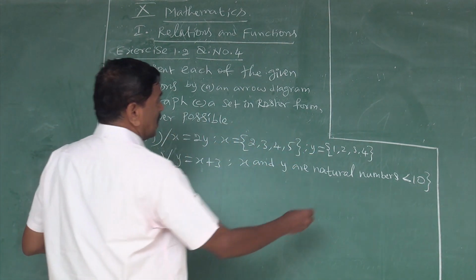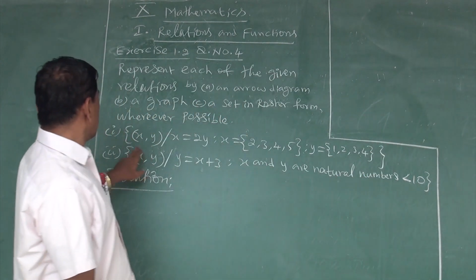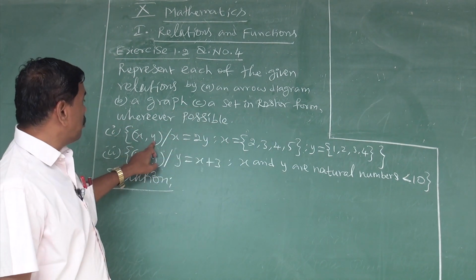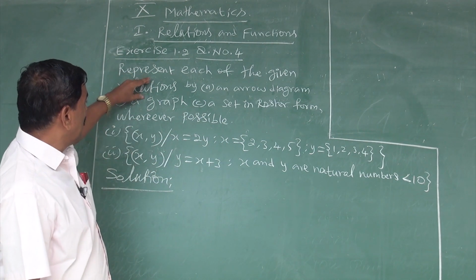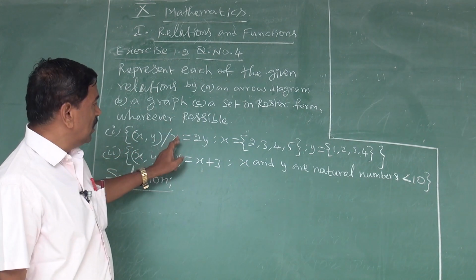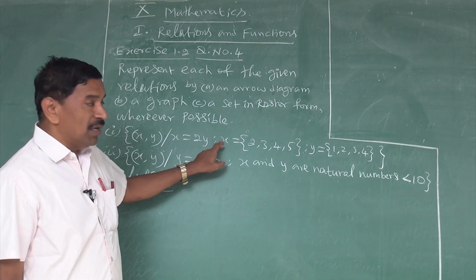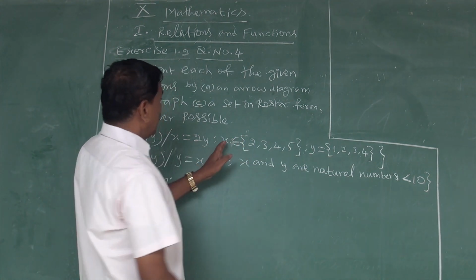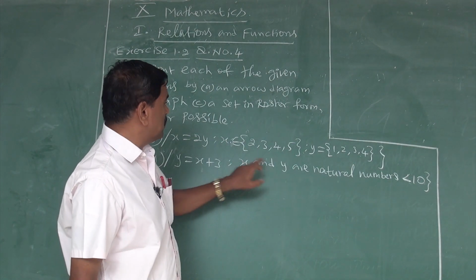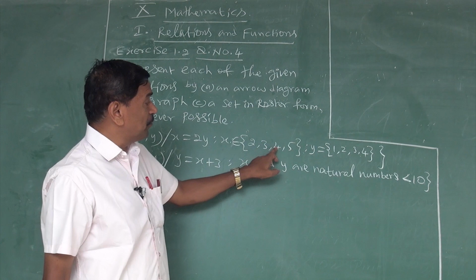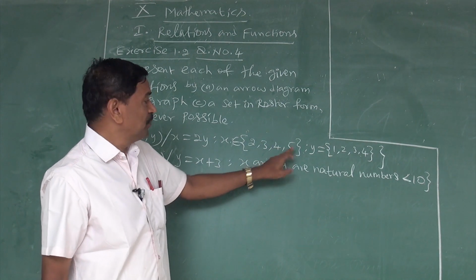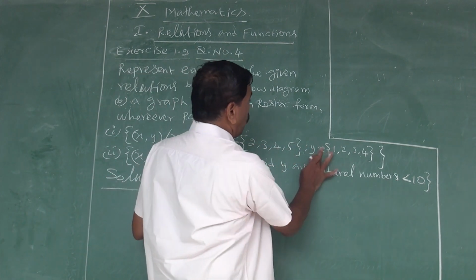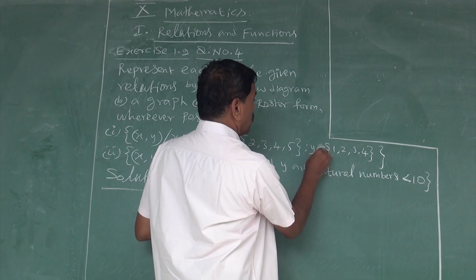Listen, the first question. Here we want to complete the flower bracket. The set is given in set builder form by x comma y, that is the relation x comma y such that x is equal to 2y, x belongs to 2 comma 3 comma 4 comma 5, which means x can take the values 2, 3, 4, 5, and the next, y belongs to the set.